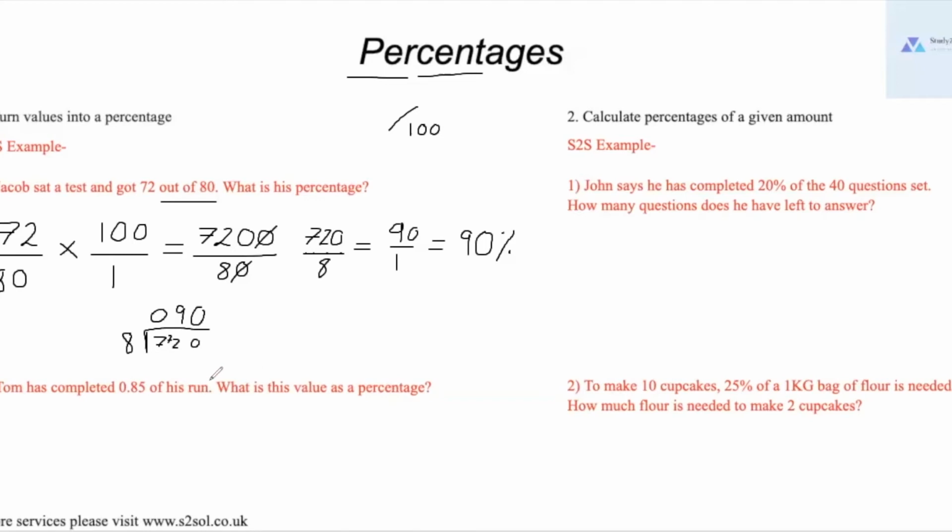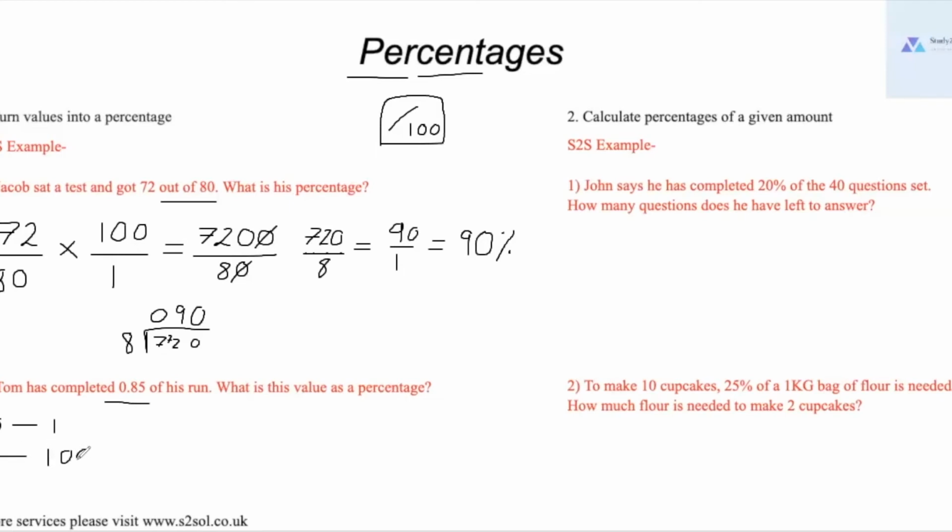Now what we need to know how to do, moving on to the next question, is how to convert decimal numbers into percentages, which is much easier than the fraction work that we've just done. So it says here that Tom has completed 0.85 of his run. What is this value as a percentage? What we need to remember is that decimal numbers are between a value of 0 to 1. However, percentages, as we went through earlier, are out of 100. Therefore, the values are 0 to 100.